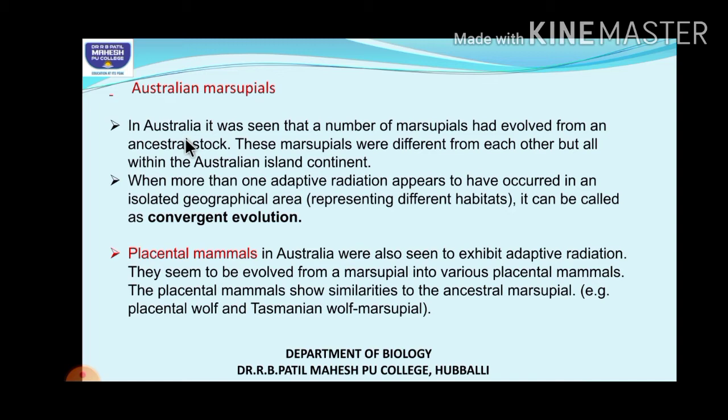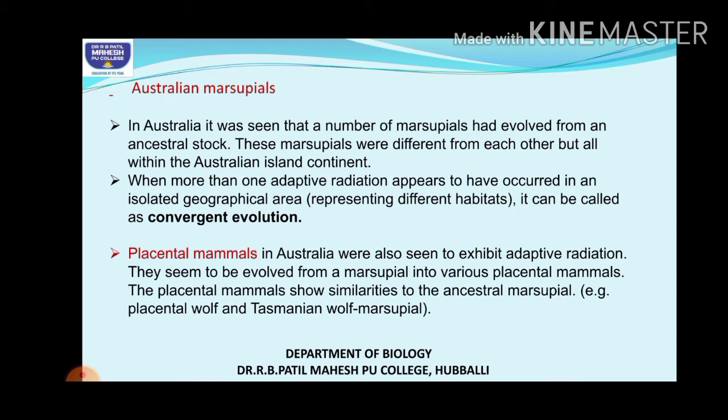Here, when more than one adaptive radiation appears to have occurred in one geographical area, this could be an example for convergent evolution. Convergent means what here? Many different organisms have modified themselves to adapt to one particular environment. So such an adaptive radiation could be called an example for convergent evolution.